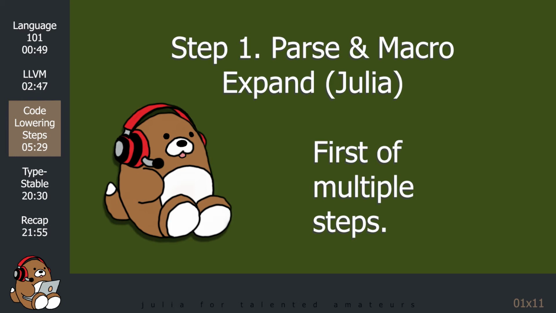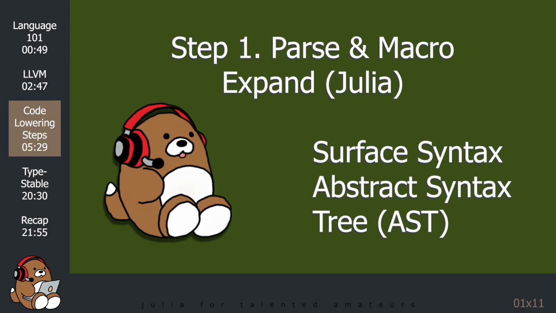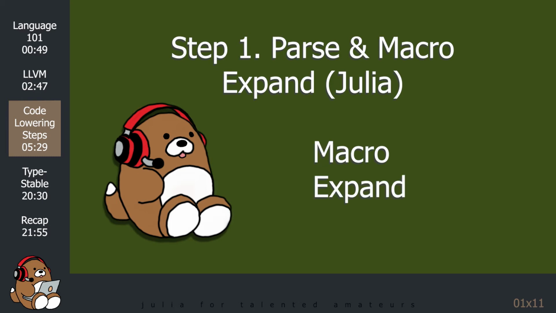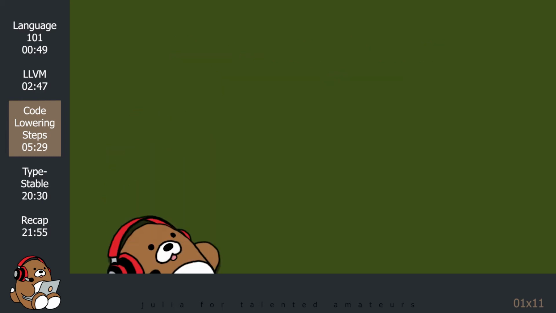The first step is to convert your source code text from a collection of characters into something called a Surface Syntax Abstract Syntax Tree, or an AST. The AST is composed almost entirely of a new data type called an expression. The AST is a compact, structured representation of the source code that contains only the essential information. There's another event that happens as soon as you hit enter called macro expand. I'm going to skip this event for now, since I'm going to cover macros in next week's tutorial.